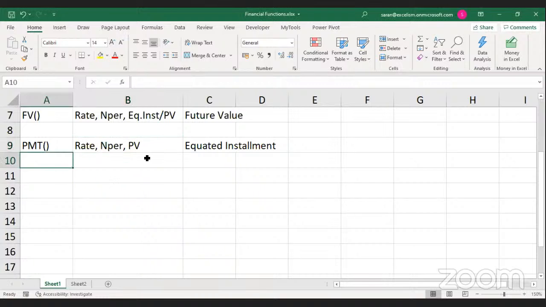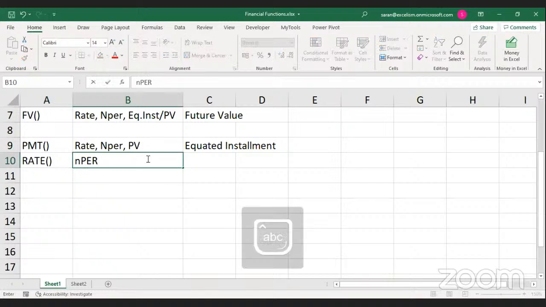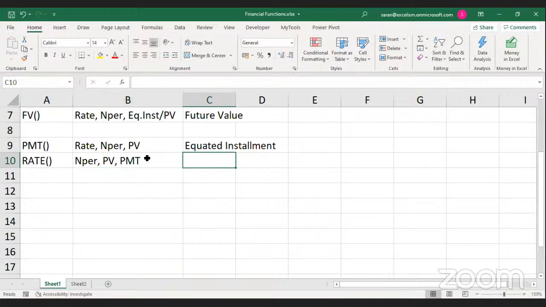These are the arguments. Now, for example, let's say I already know the amount I want to pay every month. Then I want to know what rate of interest I should go for, so that I can pay the equated installment I want. In that case, rate is not there, so the remaining arguments have to be there: number of periods, present value. Then you should give what the equated installment is that you want to pay. So I have to give the PMT. This gives you the rate of interest.